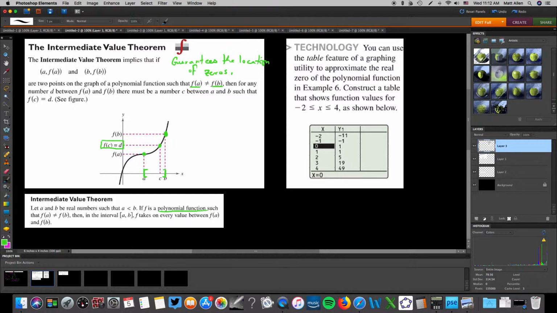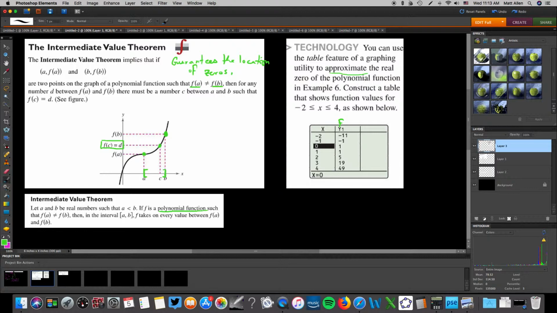And so this is what I've done. It says you can use the table feature of a graphing utility to approximate the real zeros or zero of a polynomial function. So as you look at this table of values here, I will say that this is for some function f of x. And so what I want you to notice is that f of x has all of these y values here.